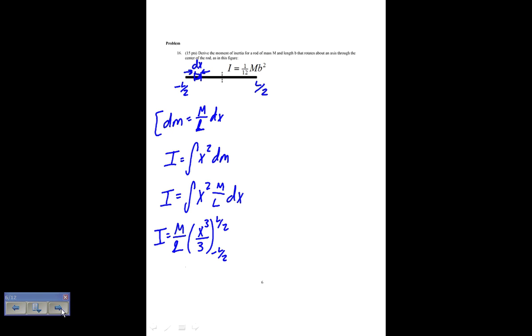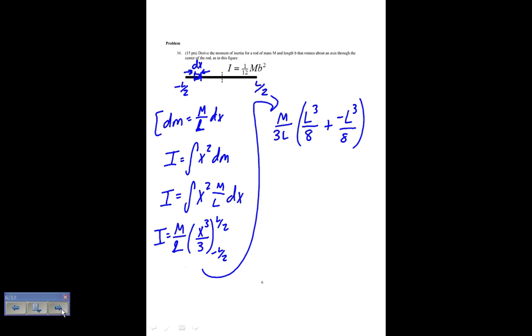Then I want to apply my limits of integration. I'll take the 3 out up here, so I get m over 3L times L cubed over 8 minus negative L cubed over 8. So this becomes a positive, and this simplifies to 1/12 mL squared. It's different from this. We called it B, so it's just a different designation. B is the same as L, just the length of the bar.